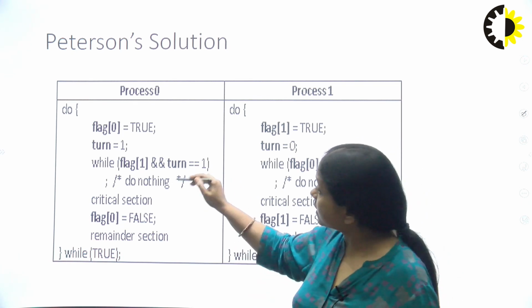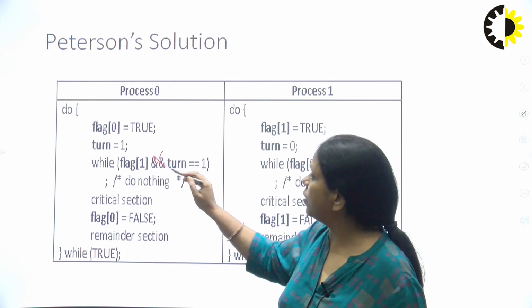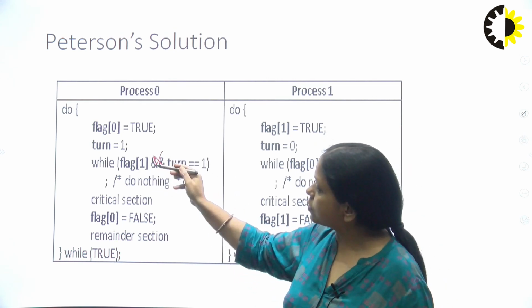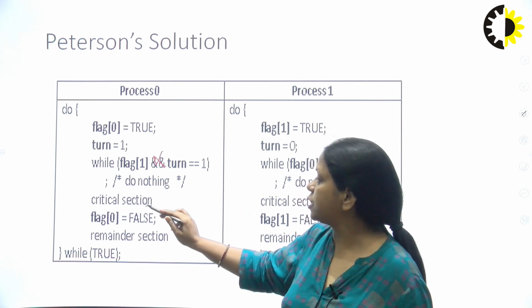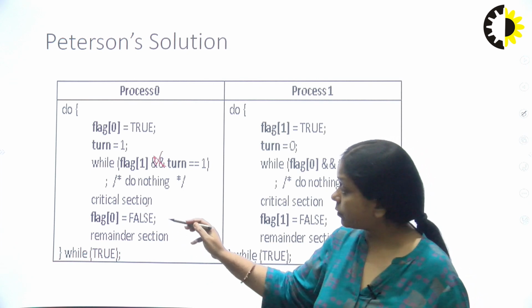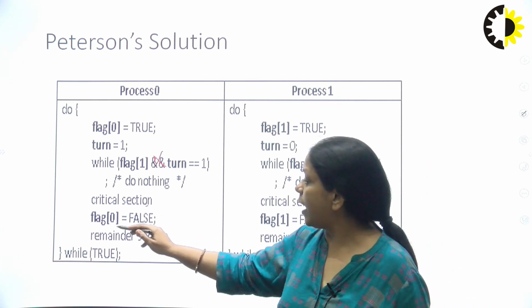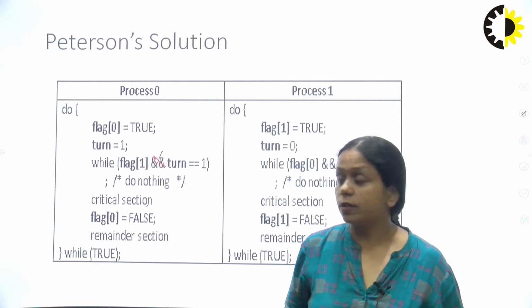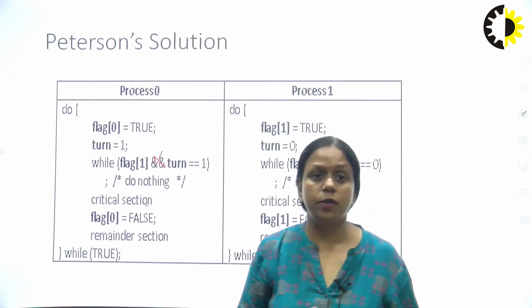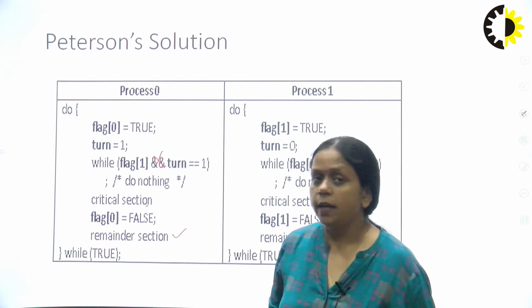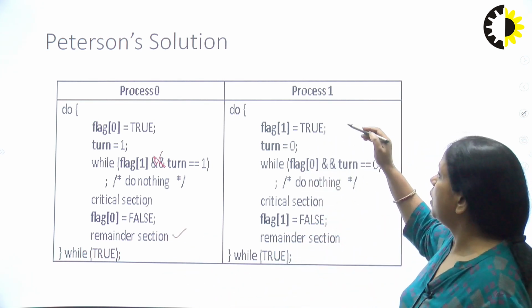And when one of these conditions becomes false, then only process 0 will come to the critical section, and after executing this critical section, it will set flag 0 to false, because now it has already executed its critical section. Then it executes its remainder section. In this way, process 1 will do all the work.